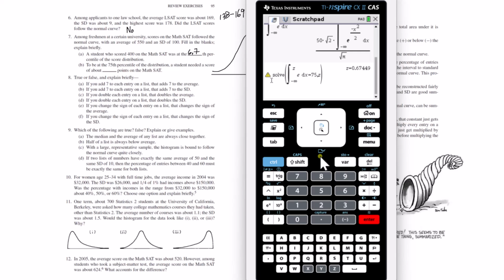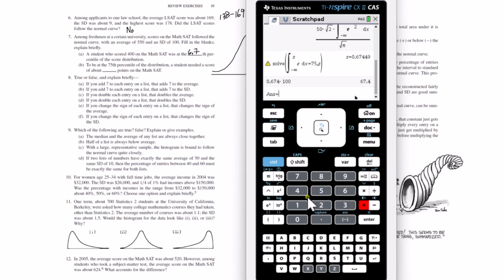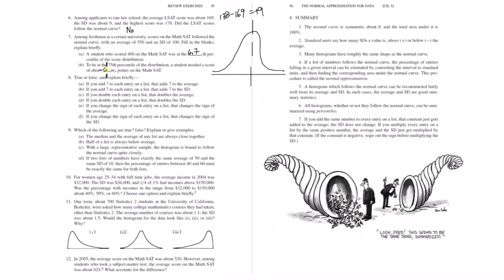So how do we convert that to a score? Well, the idea is the score we're looking for minus the average, divided by the standard deviation, is going to be this Z score. So with that, 0.674 times the standard deviation, which is 100, now we've got X minus the average equal to this, so now add the average. 617, we'll just round down, about 617.